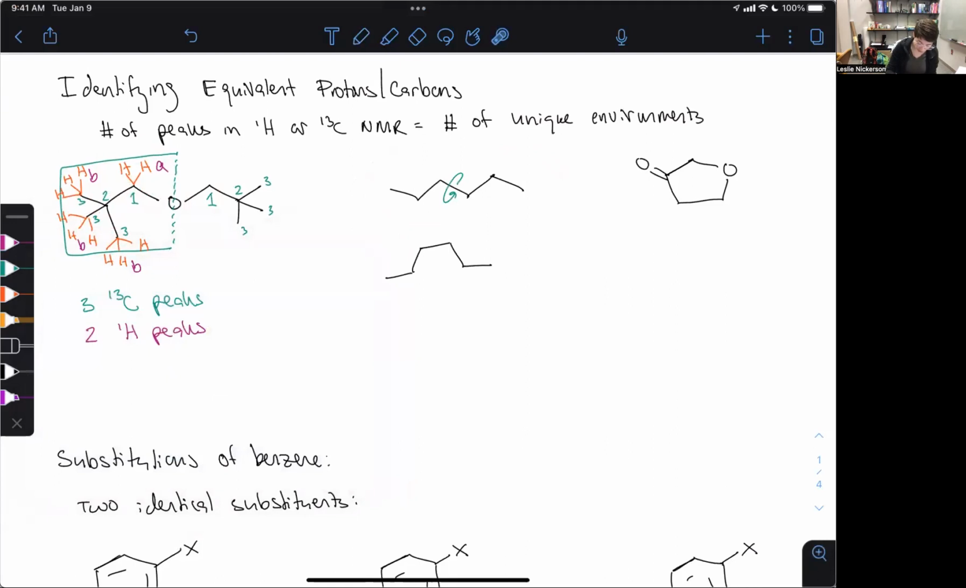So I still have 1, 2, 3, 4, 5, 6, 1, 2, 3, 4, 5, 6. Still have the same number. There's no stereochemistry here that got changed. All I did was rotate it. So once we have it in this conformation, then we can see it quite a lot easier that yes, I do have a plane of symmetry right down the middle. So again, I can make my little box. And then basically we're just counting the unique environments for proton and carbon within that box.